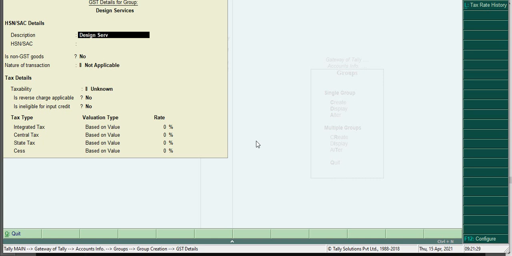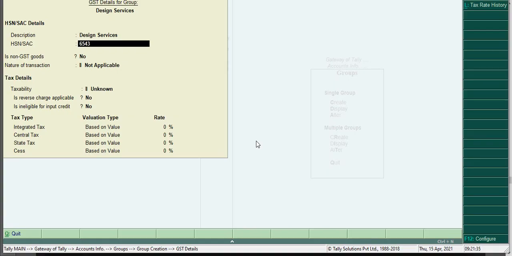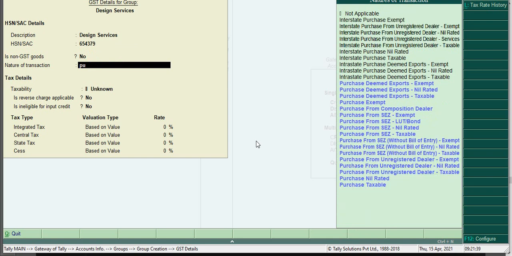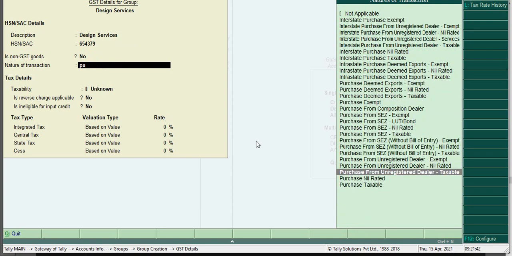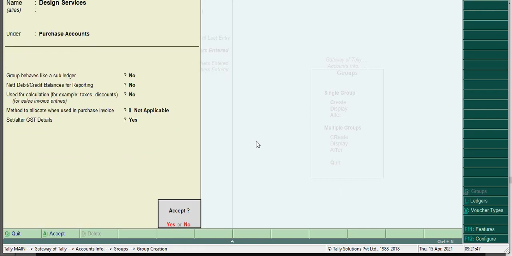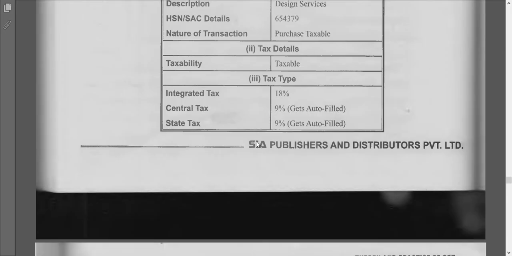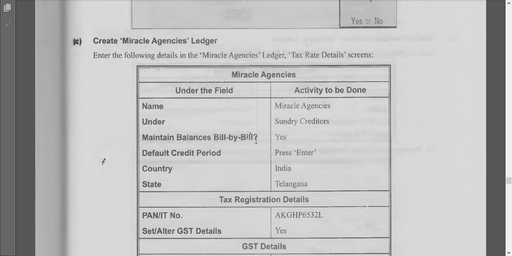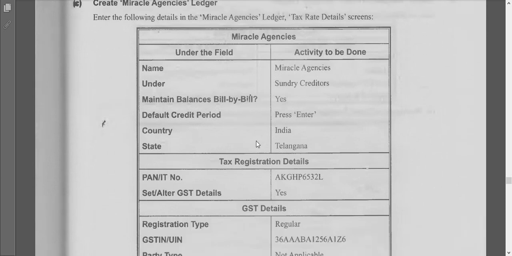Design services, GST number 654379. It is also purchase taxable with 18%. Okay, this is also done, design services. Now create Miracle Agencies under sundry creditor because we are purchasing from them.